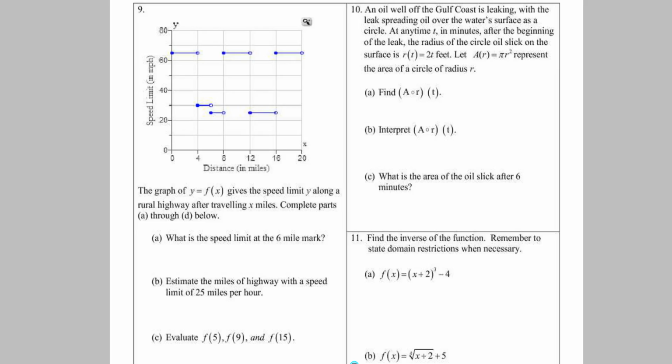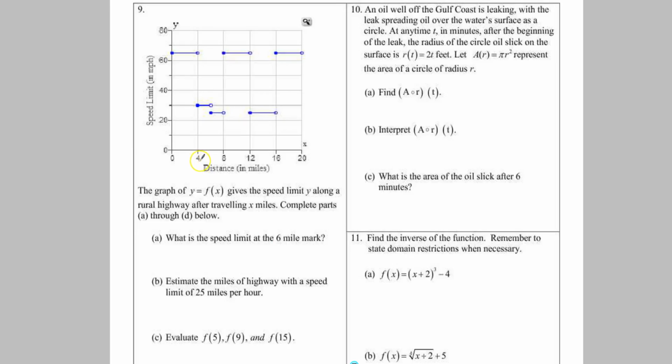Alright, number 9, we have a stepwise function. Read this just like a piecewise function. You're just interpreting the graph. It's telling you that these are speed limits based on distances in miles. Part A, what is the speed limit at the 6 mile mark?